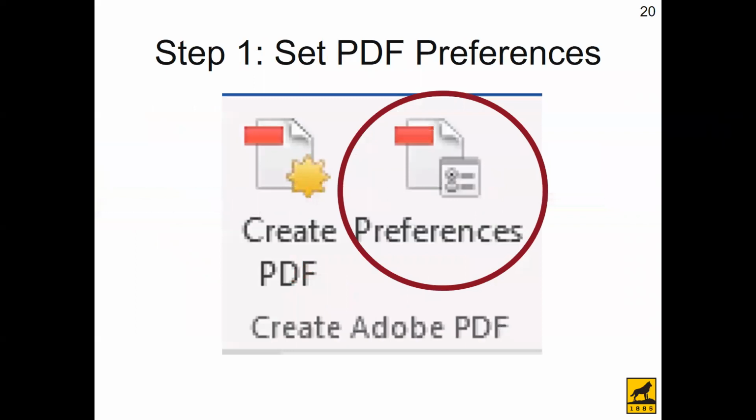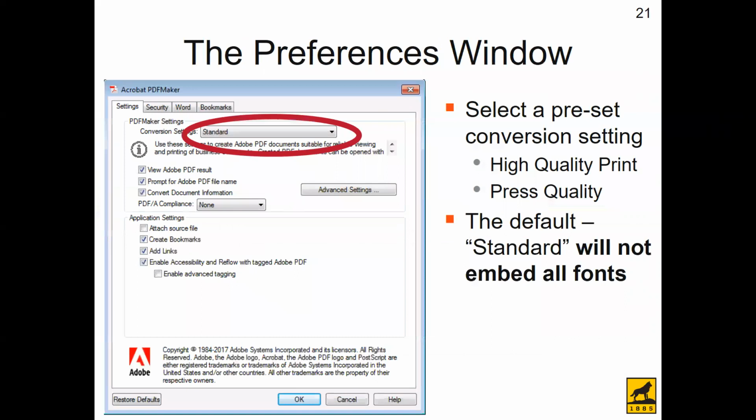So first of all, you want to set your PDF preferences. And what you want to do in that box that I've highlighted in red is select a preset conversion setting. And the ones that are in there, high quality print or press quality, will both embed all of your fonts and will maintain the quality of your graphics. The default, which is standard, will not embed all your fonts. So if you're just clicking the button on Create PDF, and you're going, but I use Adobe Acrobat, if you don't use the right settings, you won't get the right output.